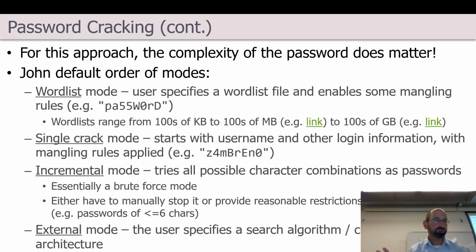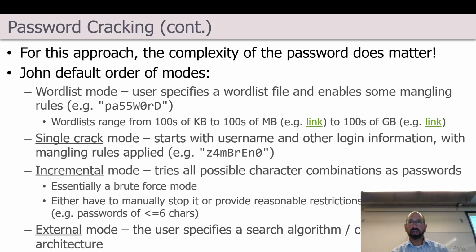But John is going to try different things depending on what you specify, from an easier to harder, or less painful to more painful, kind of strategy. It has a default order of modes, which you can then tweak and customize. The default order, the first thing it very much wants to try is to start with a word list file or a password list type of file.